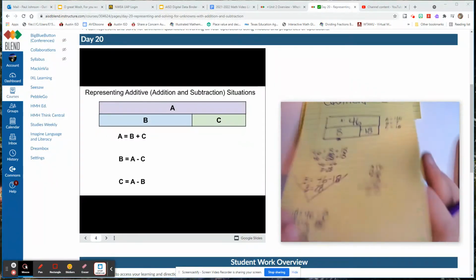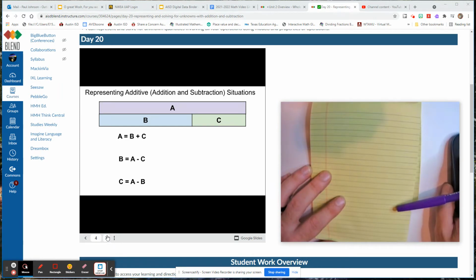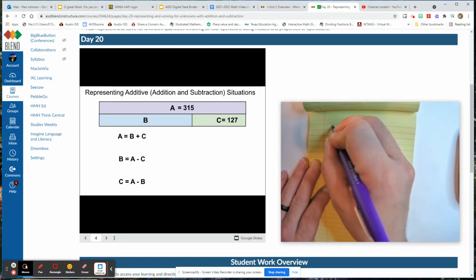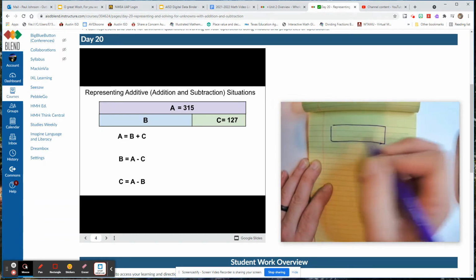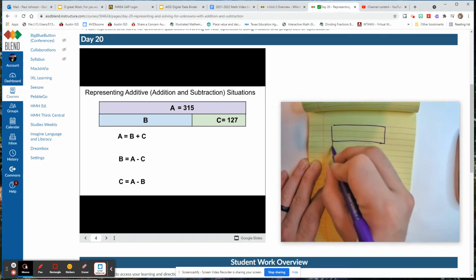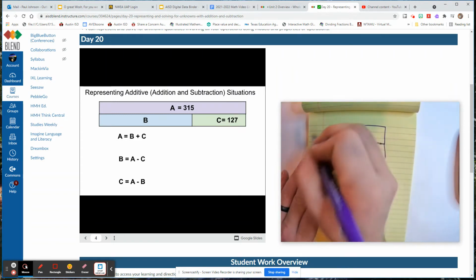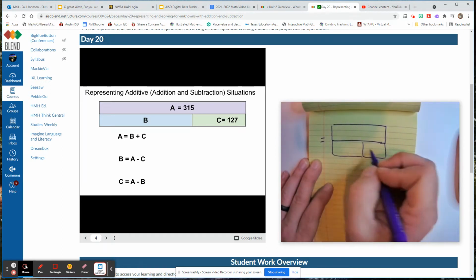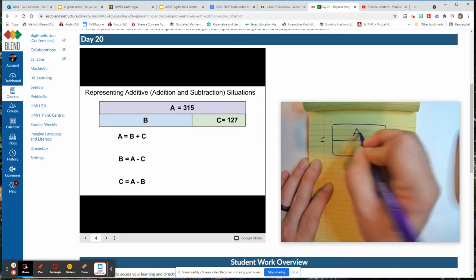So let's go ahead and take a look at another problem using the same idea with strip diagrams. And this time it looks like they're giving us some larger numbers. So remember, all strip diagrams are doing is putting into pictures the equations that we're already doing. Basically, you can see it like this. These two sections are equal to the top section. So B and C are equal to A.